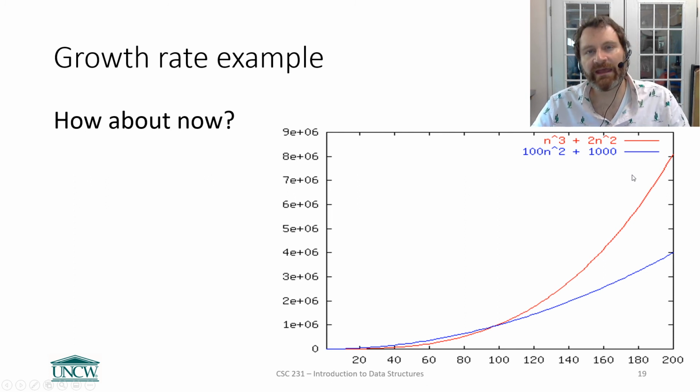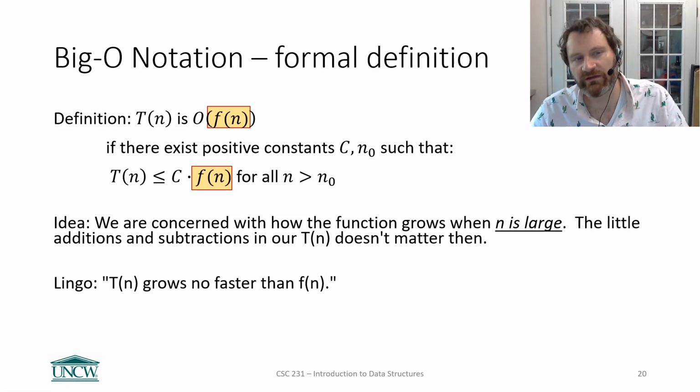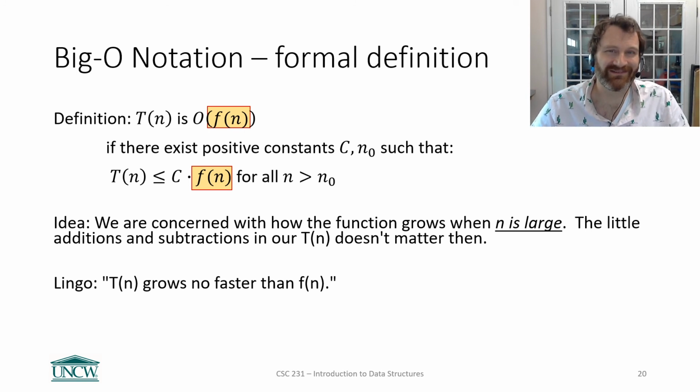A function that is n^3 grows faster than a function that is just n^2. Go back to your trig, go back to your calculus. What's the derivative of n^3? It's 3n^2, right? So the growth rate is on the order of n^2, whereas the growth rate of 100n^2 + 1000 is on the order of just n. Okay, so that leads us to our Big O notation. Now, this is a lot of notation.